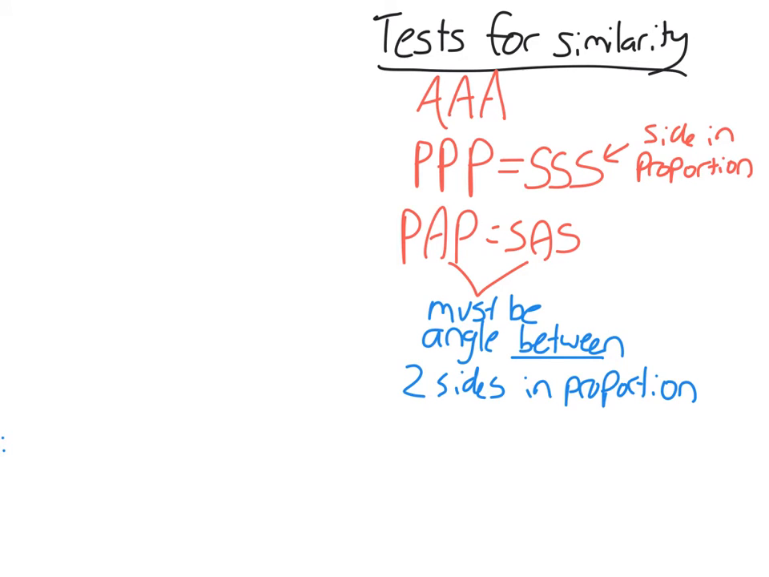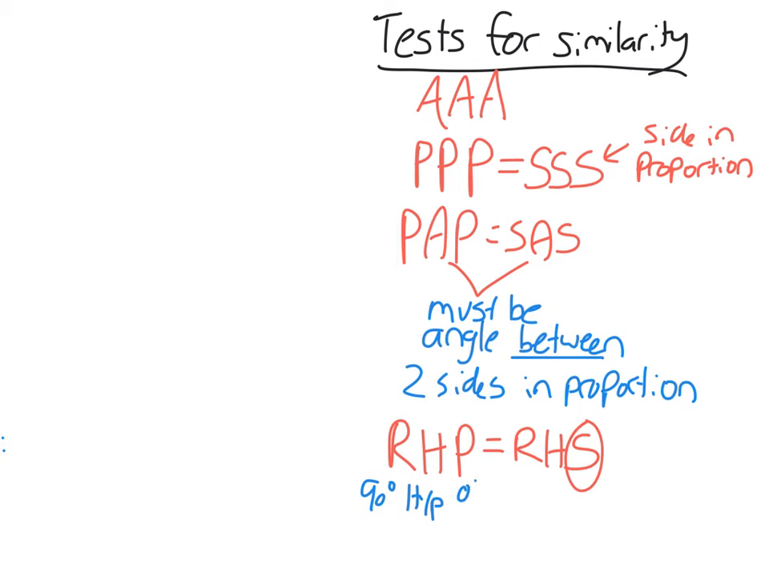So in congruence testing, SAS, the A had to be the angle between the 2 pairs of equal sides. Now it has to be between the 2 pairs of sides that are in proportion. And analogous to the RHS test for congruence, there's RHP, or it's also called RHS here too. Of course, this time the S means side in proportion. So that means R for right angle, H for hypotenuse, and P just means one of the other 2 sides in proportion. Okay, so these are the tests.